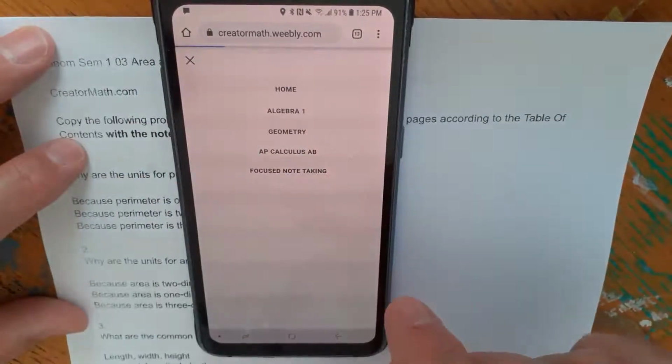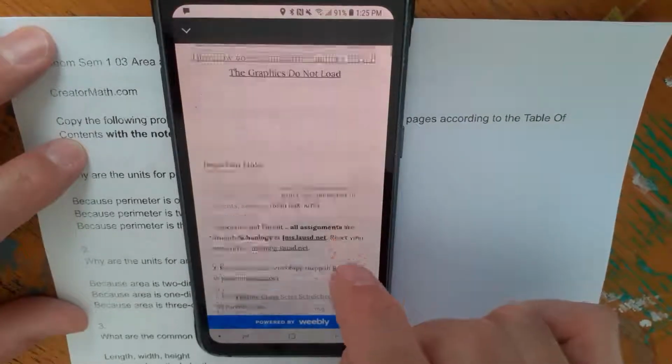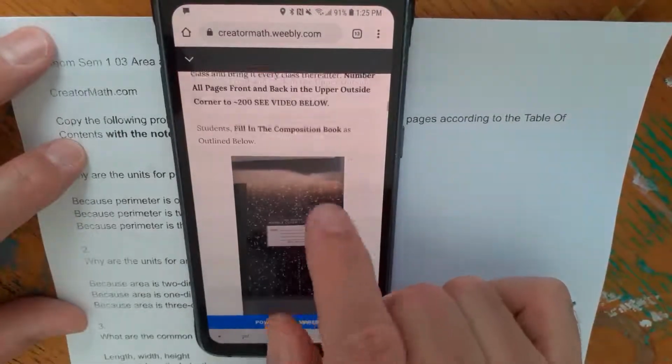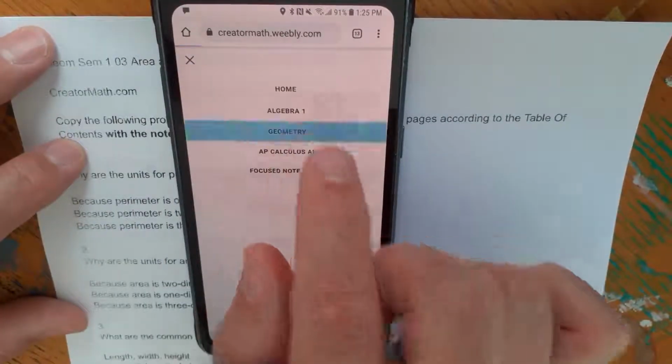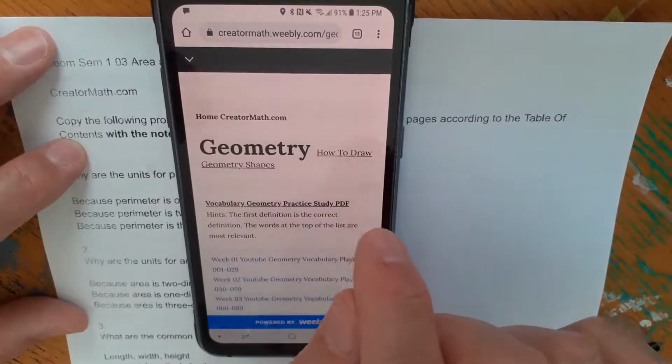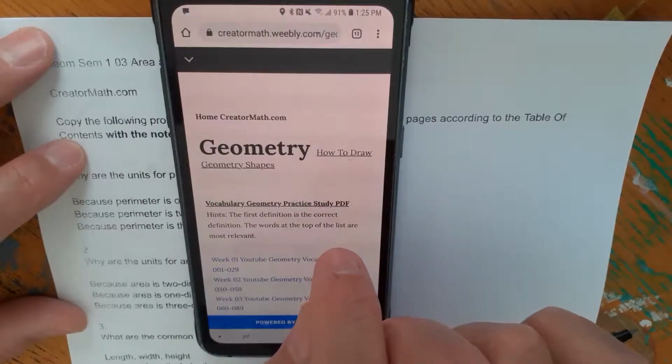Here's the home page. When you show up, to know you're in the right place, it should look something like this. All of the comp book stuff is down below here on the home page. Follow all the directions, watch all the videos. Let's go to Geometry Notes. All the notes, videos, vocabulary, etc. The table of contents is under the Geometry tab.